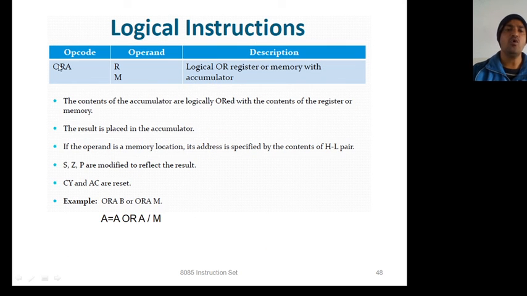Next, ORA R. It will perform the OR operation of A and register R, or of A and the contents of memory, and it will again store the result in A. The result is placed in the accumulator. M is the memory location specified by the HL register pair. It again modifies the sign flag, zero flag, parity flag, and CY and AC will always be 0. You have to remember this thing.